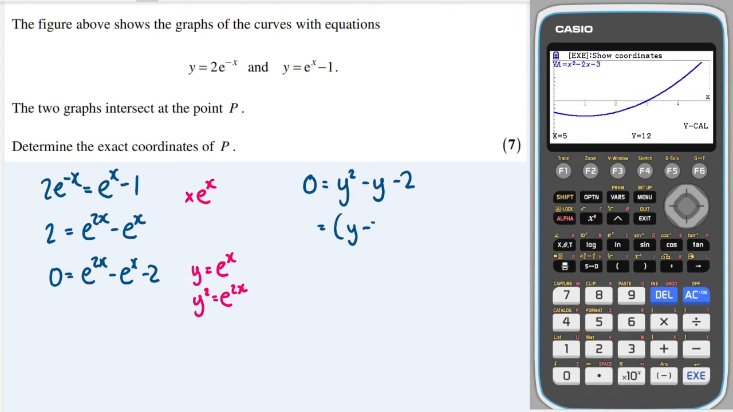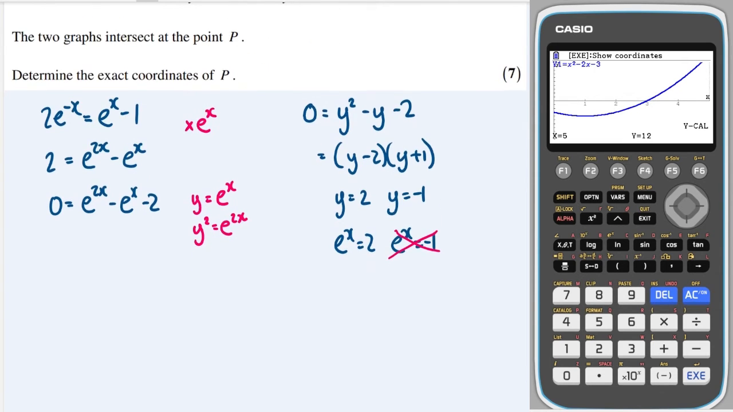This can be factorised to y minus 2, y plus 1. So therefore y could equal 2 or y could equal minus 1. y we know is e to the x, so e to the x can equal 2 or e to the x can equal minus 1. But it can't equal minus 1 because we can't raise e to a power and get a negative.